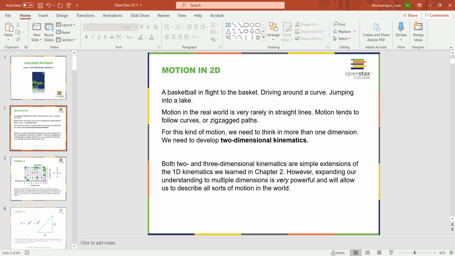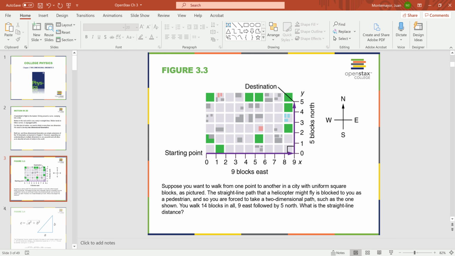Both 2- and 3-dimensional kinematics are simple extensions of one-dimensional kinematics, which we learned in chapter 2. However, expanding our understanding to multiple dimensions is very powerful and will allow us to describe all sorts of motion in the world. So here we have you walk from your starting point on the very left side of this figure. You walk to the right 9 blocks east, and then you go 5 blocks north.